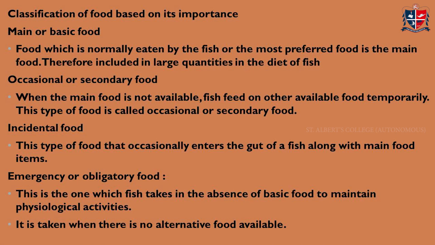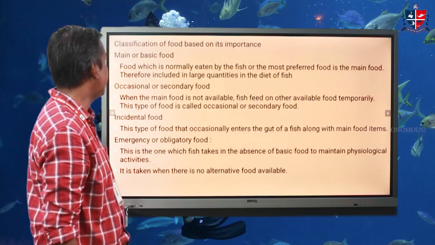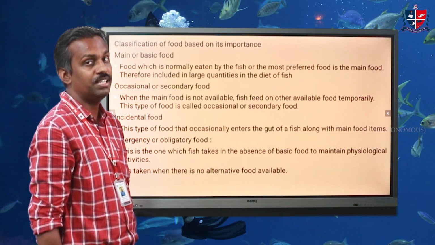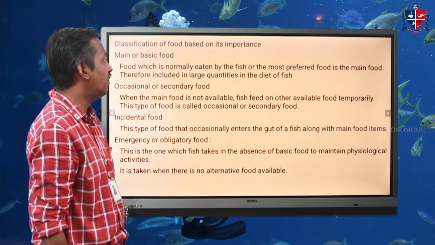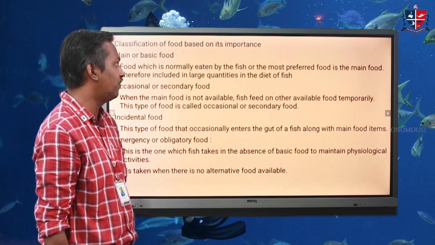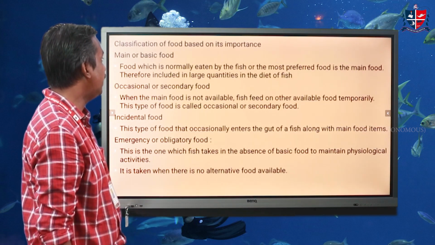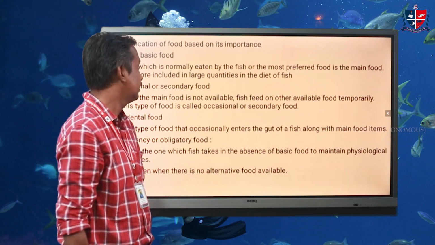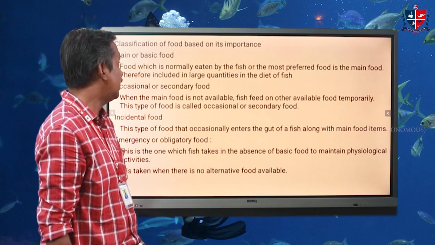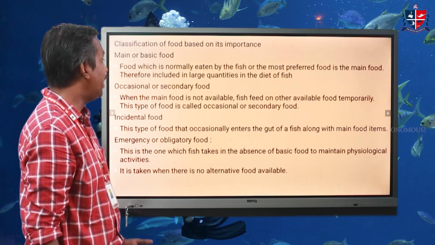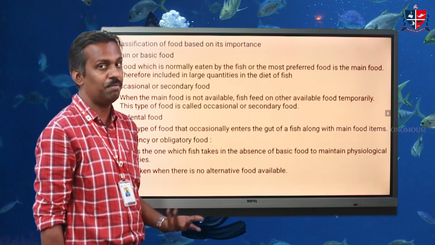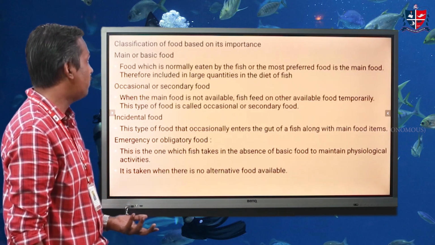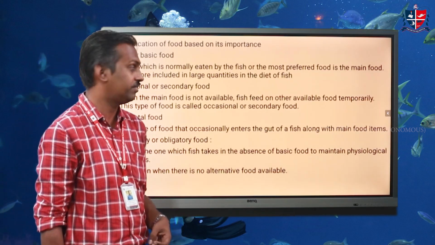Then the other classification is based on the importance. They are generally classified into four types. First one is main or basic food. Food which is normally eaten by the fish, or the most preferred food, is the main food, therefore included in large quantities in their diet. The second one is occasional or secondary food. When the main food is not available, fish feed on other available food temporarily. This type of food is called occasional or secondary food.